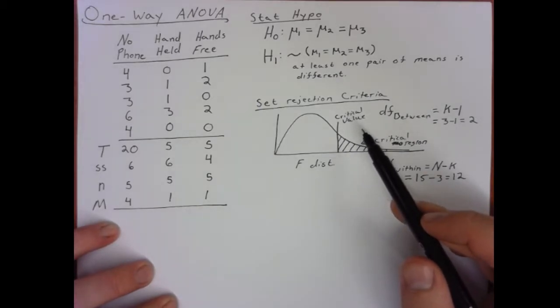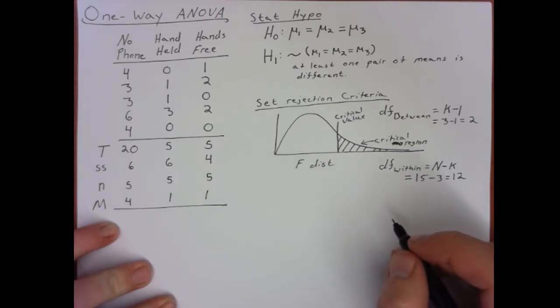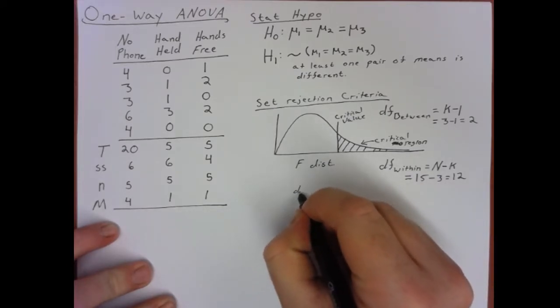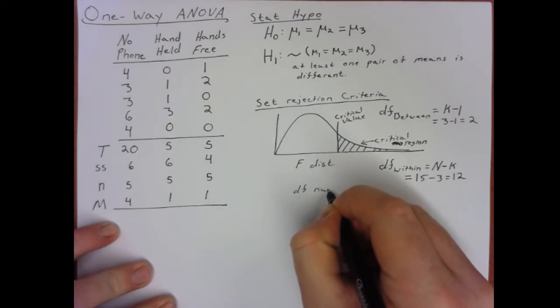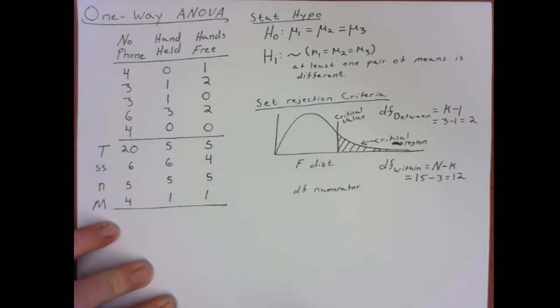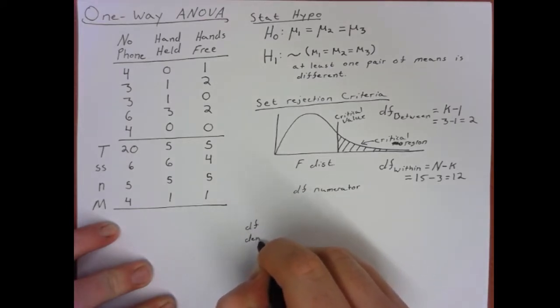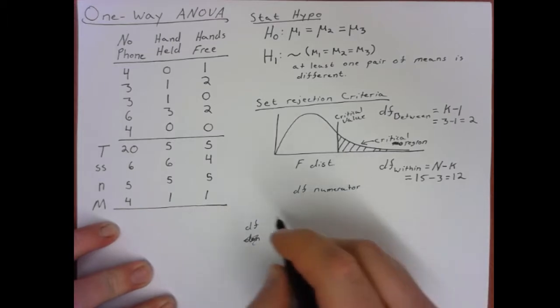Now, most statistical tables are set up where you have to look up both the degrees of freedom in the numerator, the column, and the degrees of freedom for the denominator. I'm not even going to try and spell that right now.